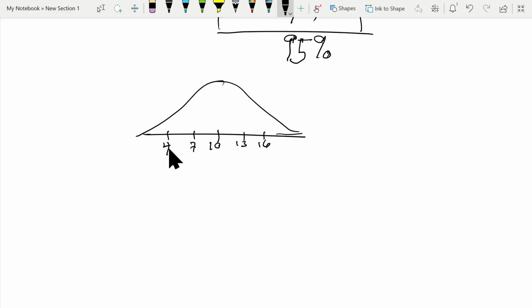What's the chance that it is less than 4 or greater than 16? It's 5% left. 95% is between those two, so the chance that it's outside is 5%. What's the chance that it's less than 4? 5%, both ends, right? Less than one end. 2.5. So there's 2.5 here and 2.5 there.